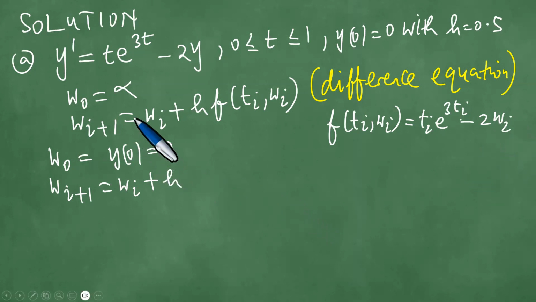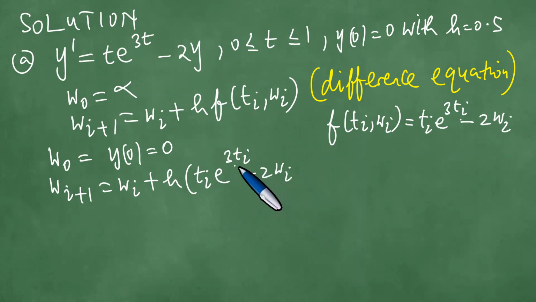Okay, so this is exactly what we are able to get. With that said, we just substitute here. It becomes Ti e to the 3Ti minus 2 Wi, and then you close like this. Now, what do we do here? We're going to be able to do some of the things. What are some of the things?